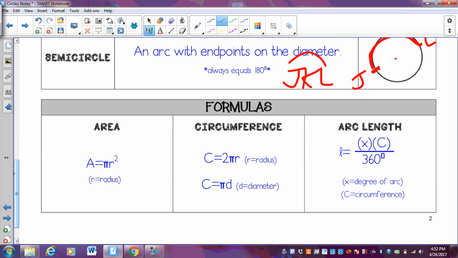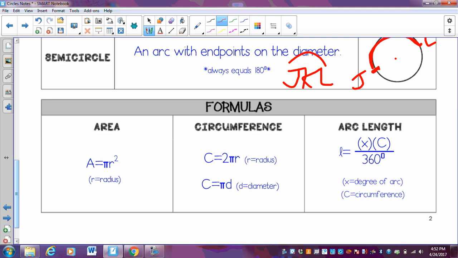A few important formulas that we're going to be using. We have area of a circle, which is pi r squared, where r is the radius. We have circumference, and you have two different options here. Circumference equals 2 pi r, where r is the radius, or you can use the fact that circumference equals pi times diameter. So remember that the diameter equals 2 radii. Either of those work, just depending on what information you have.